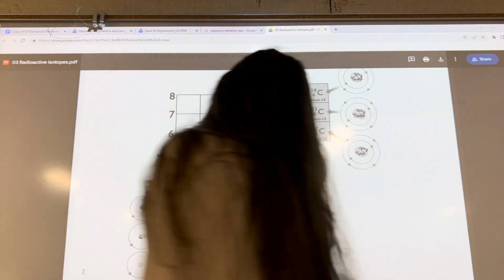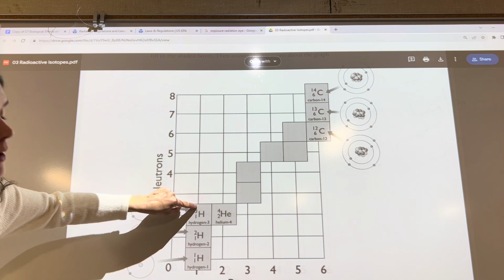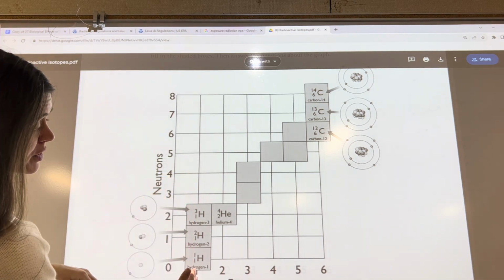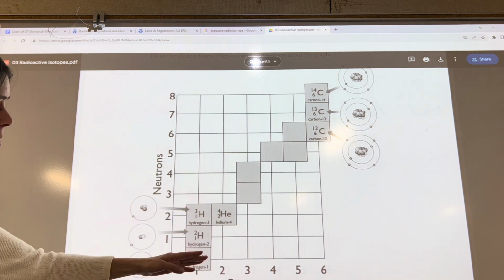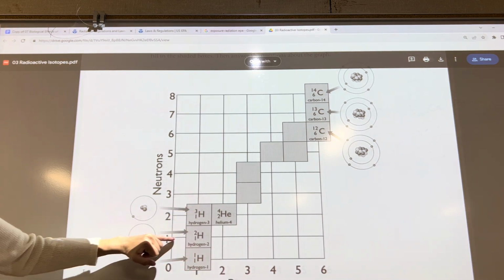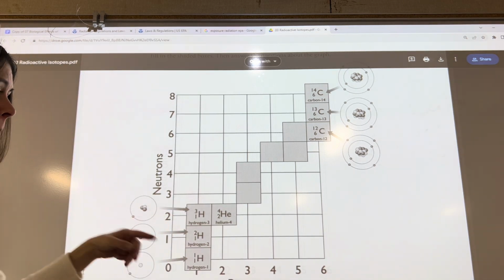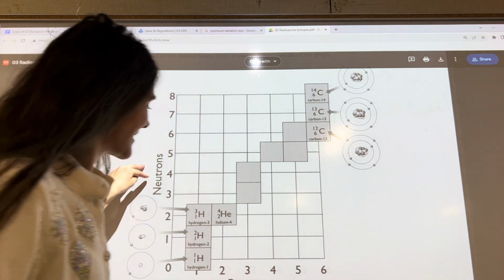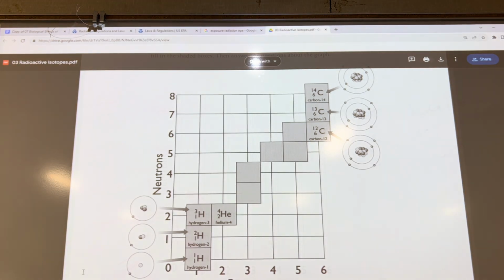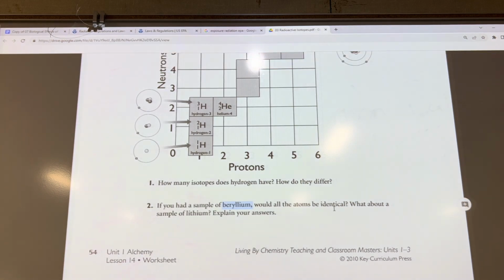Hopefully you see we've got 1 proton here, and we've got 1, 2, 3 boxes on that line with 1 proton. So we're seeing there are 3 different isotopes of hydrogen. Some of them have 0 neutrons, some have 1, some have 2. So how many isotopes does hydrogen have? 3. How do they differ? They have a different number of neutrons. Good.